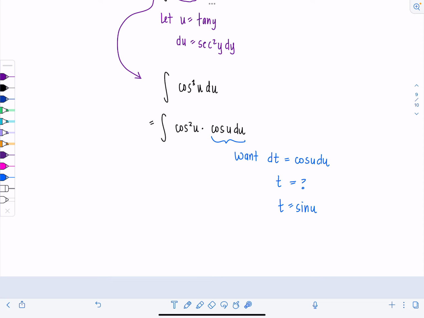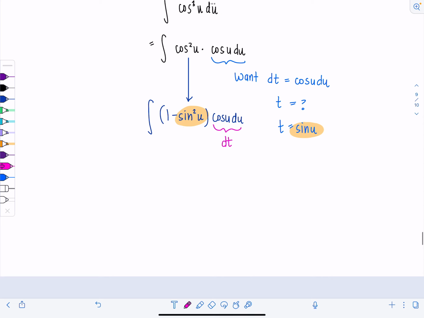And then you go, but wait a minute, Professor V, there's no sine u in the integral. It's all right, I got you. We can rewrite cosine squared u as 1 minus sine squared u, yeah? And then see, leave this cosine u du there. And then now we're ready to go. If t is sine u, then this would be t squared. Yeah, and then here's my dt.